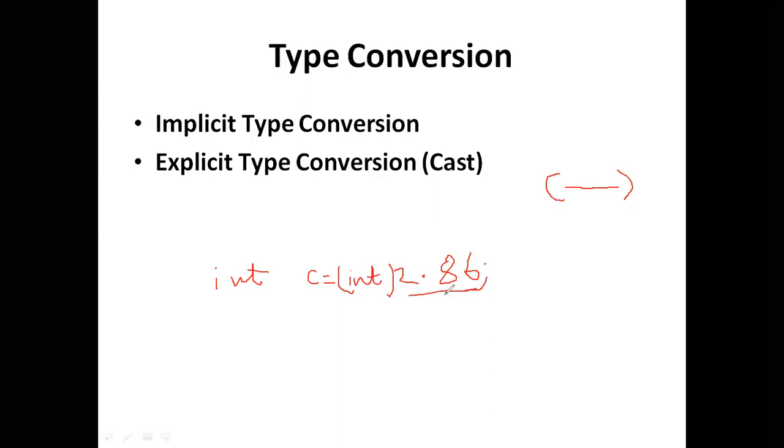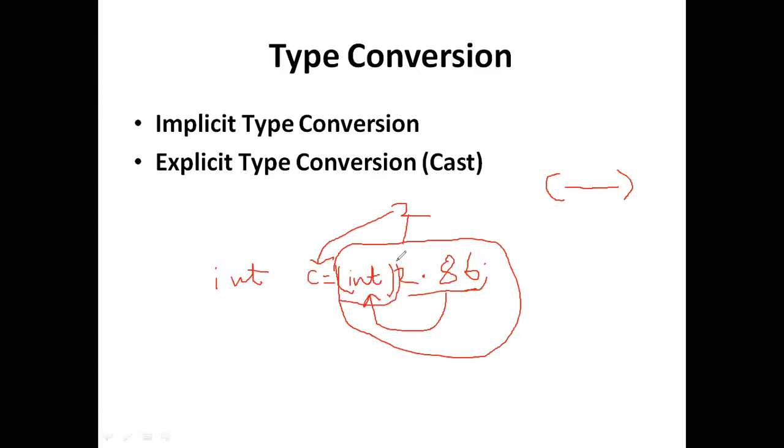We want to convert this value into integer type, so the entire expression is converted into 2. The 2 is going to be assigned into C. And here we have indicated the targeted type as int.